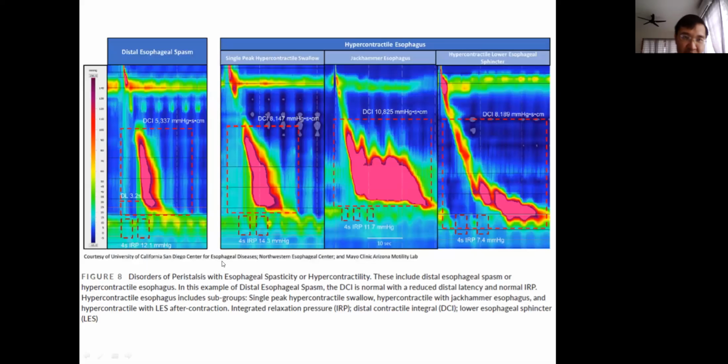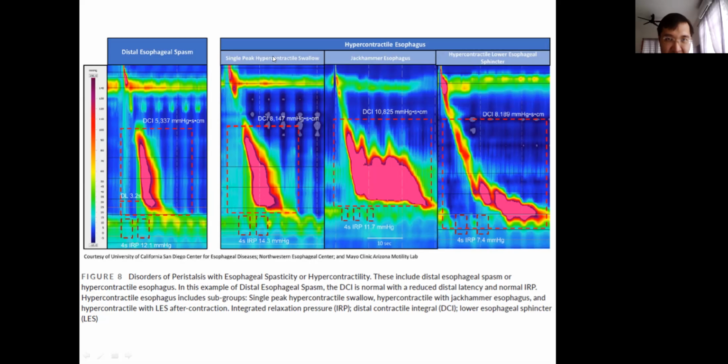So this is what I mean by distal esophageal spasm. The first diagram on the left, DCI is less than 8,000, but your distal latency is less than 4.5 seconds, and IRP is normal, 12, right? So this is DES. Of course, you need symptoms to be present as well to diagnose it. And for hypercontractile, these are the few patterns that we do see sometimes when we are doing manometry.